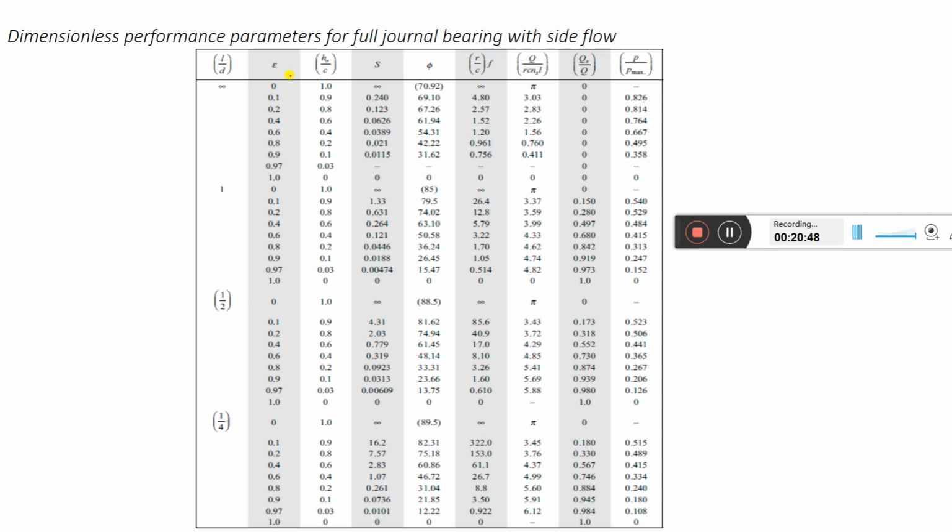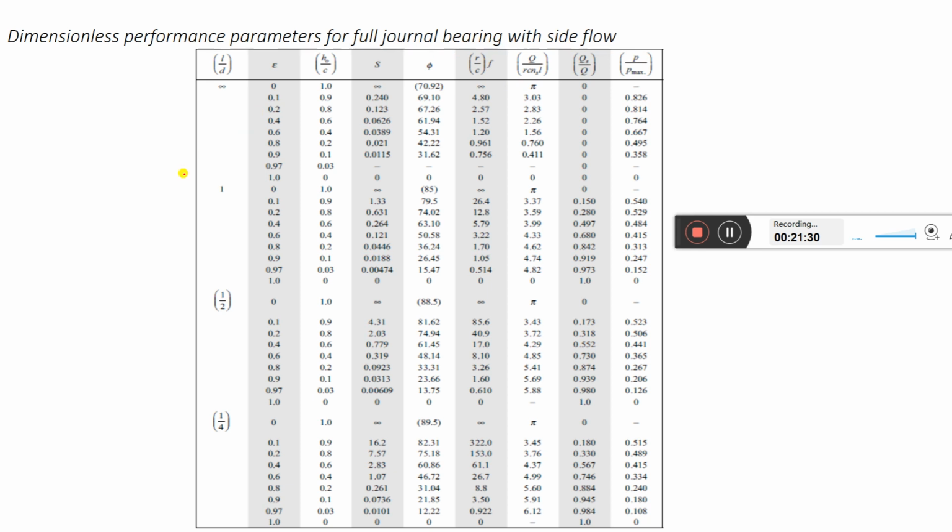Now we can see the index here. In this, epsilon is the first dimensionless number, called the eccentricity ratio. Second one is h0 by c, which is the minimum oil film thickness variable. Then S is Sommerfeld number. Phi is the eccentricity angle. Then (r/c)f is the coefficient of friction variable. Q upon rcNsL is the flow variable. Then we have seen Qs by Q. Then we have seen p upon pmax.